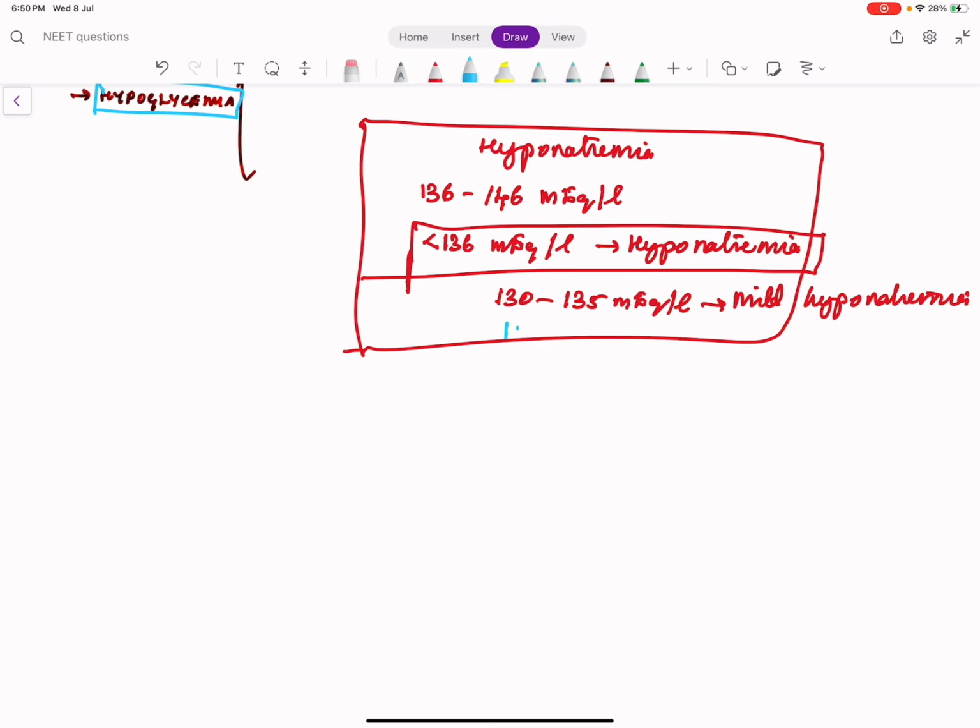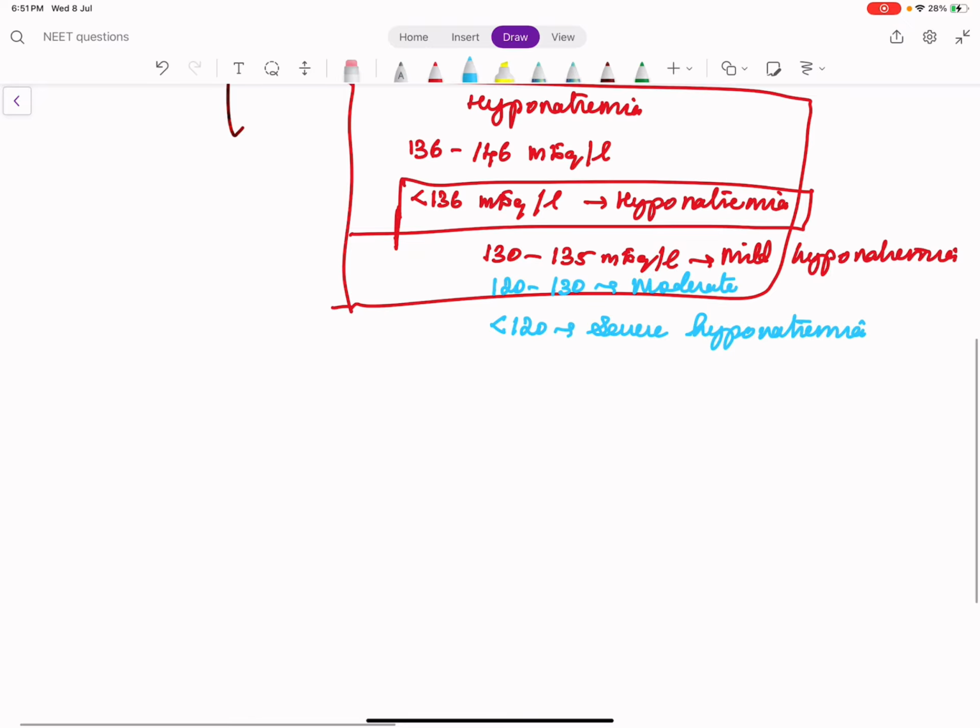When the value is between maybe 120 to 130, it is moderate. The textbook references vary. Some books say it is 125. When it is less than 120, it is definitely severe hyponatremia. Severe hyponatremia is one indication for giving 3% saline or hypertonic saline.